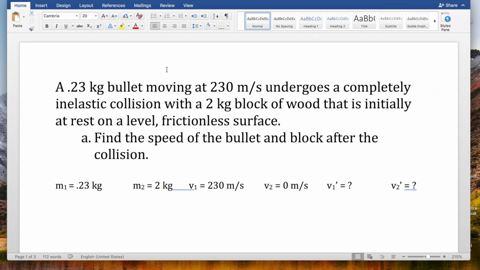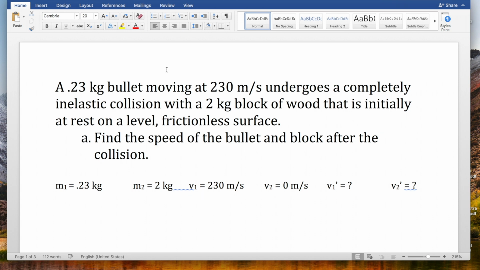All right, let's do some physics. This is a conservation of momentum problem. A 0.23 kilogram bullet moving at 230 meters per second undergoes a completely inelastic collision with a 2 kilogram block of wood that is initially at rest on a level, frictionless surface. Find the speed of the bullet and the block after the collision.